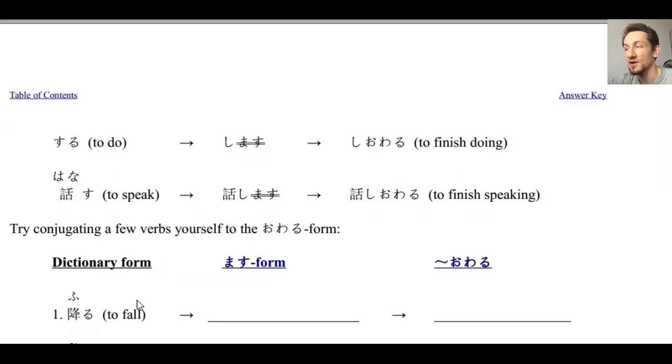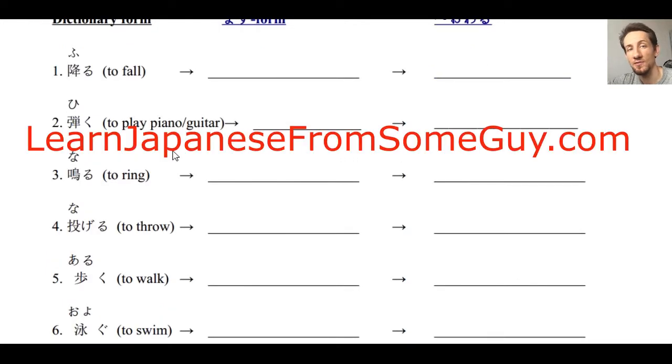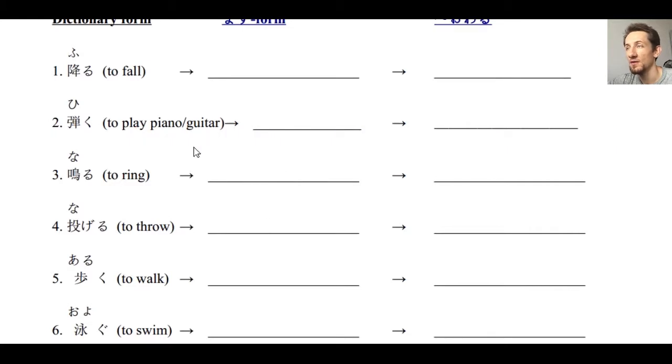All right, so now we'll look at some really quick practice problems, nothing too difficult here. We're just going to take the dictionary form verb and write the mas form and the owaru form. So just write the mas form and then onto the mas stem, add owaru. And as always, you can go to learnjapanesefromsomeguy.com, my homepage, download this PDF, print it out so you have something to write on. Because I always encourage you guys to write the kanji, write the hiragana. It's very, very important when you're studying. So here we just have a quick 6 problems. So write the mas form here and the owaru form here.